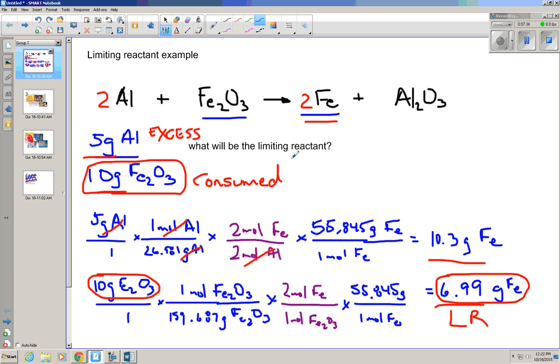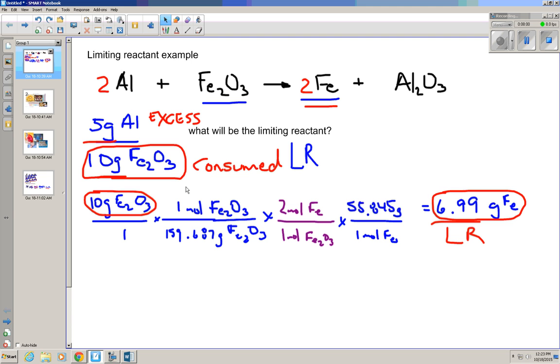So let me write this down. This is the limiting reactant. Limiting reactant is always completely consumed. There's none of it left. The excess reactant is going to have, guess what? Excess material left over. So now what I could do is take my limiting reactant and actually go back and say how much aluminum will be left over. So guess what? I get to do this entire process over again.